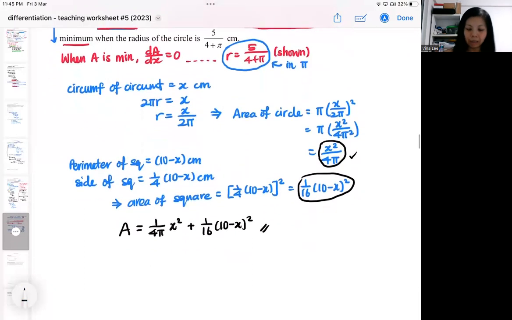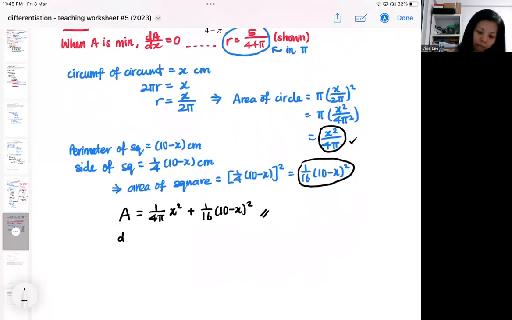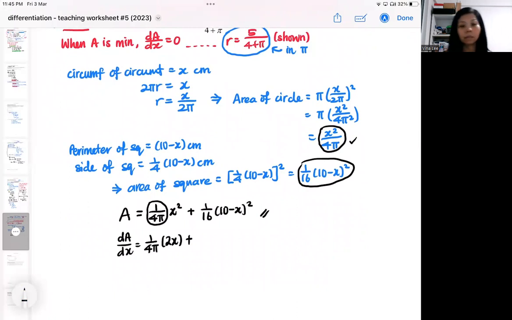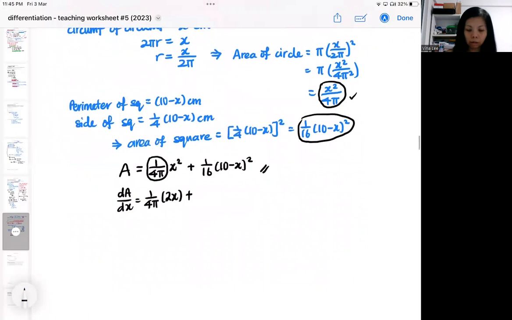Then I'm going to do dA/dx. Okay, the reason why I isolate this part is because it's a constant, then you just differentiate your x squared. And then for the second part, I'm just going to do a chain rule. So bring down the power, minus the power, and differentiate inside. Okay, so simplify it.